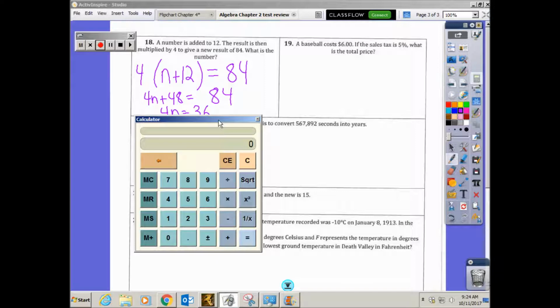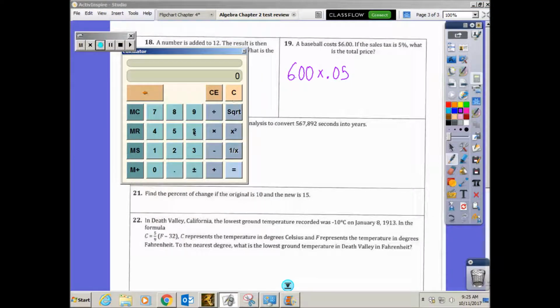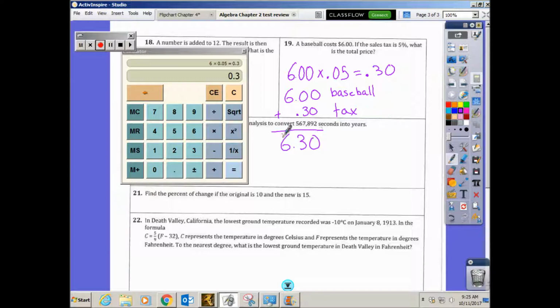A baseball costs $6 and there is 5% sales tax. What is the total price? So the baseball is $6. 5% as a decimal is 0.05. So I'm going to take the $6 times 0.05. And the tax is 0.3, or 30 cents. So now that $6 baseball, plus, putting my 3 in the wrong place, plus 30 cents. And this is the baseball. This is the tax. $6.30. And that's the answer.